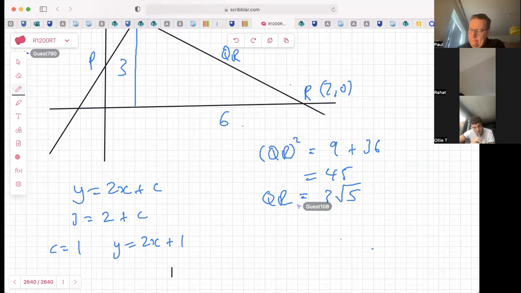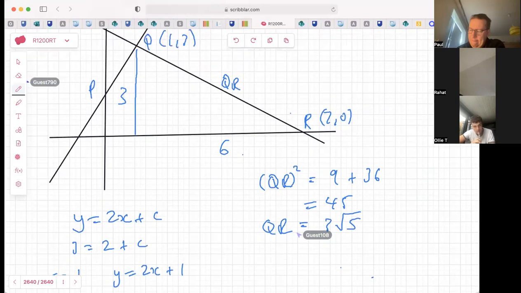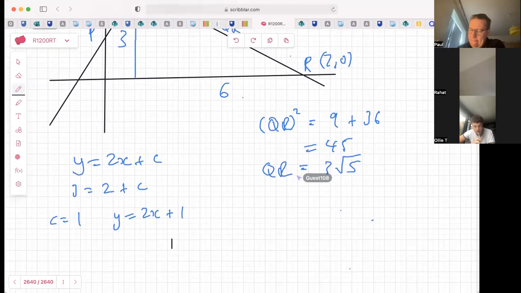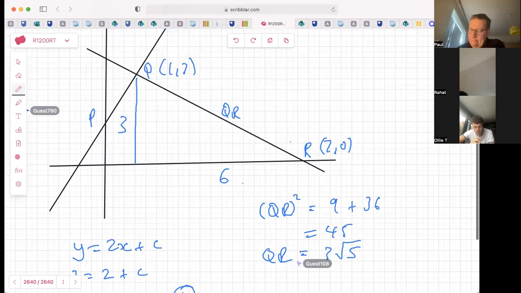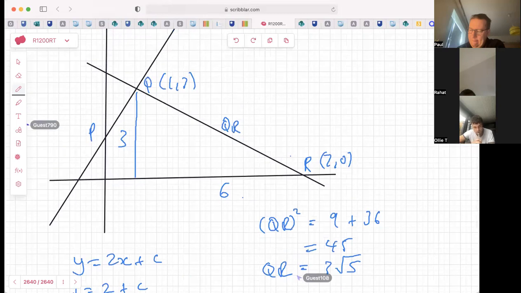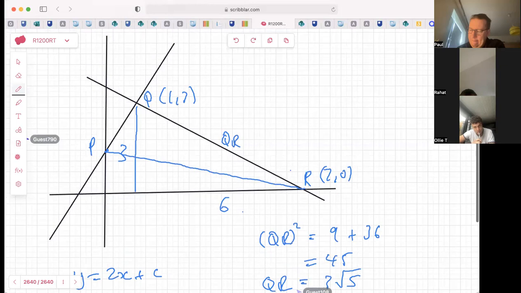So what are the coordinates of P then? Where does it cross the y-axis? 0, 1. Okay. So the final question is find the area of this triangle, PQR. So we'll draw a line from P to R. We want to know what the length of this is. So any ideas on that, Rahat? What did you try? PQR, so the area.